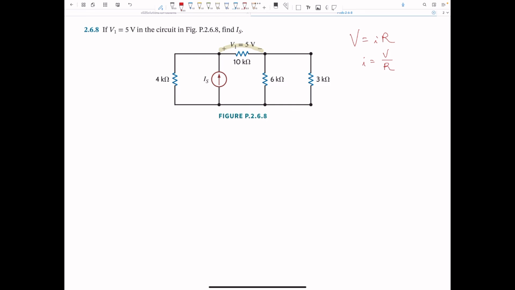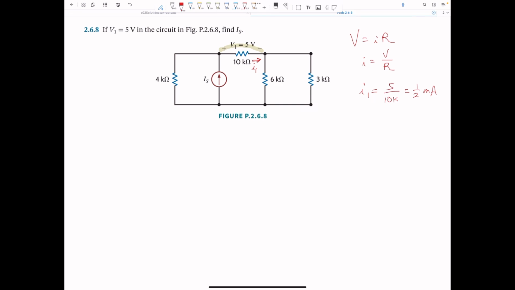Now, we know V equals IR, I equals V over R, but the important thing here is we have polarities, therefore we need to assign the correct direction of the current. So we can call it I sub 1. Current always goes from higher potential to lower potential. All right, so I equals V over R. Therefore, we have I sub 1 equals V1, which is 5, over R1, 10K, and we have 1/2 milliamps.